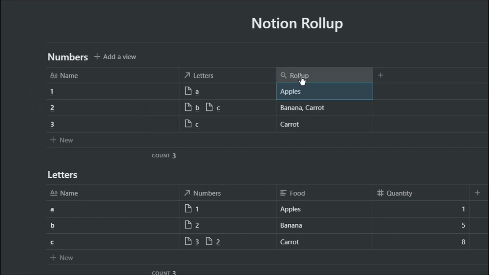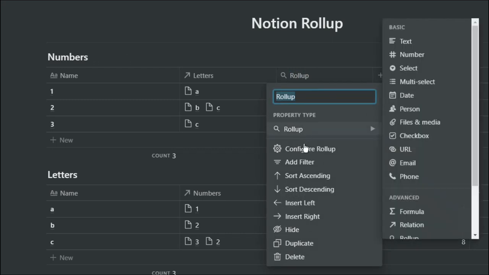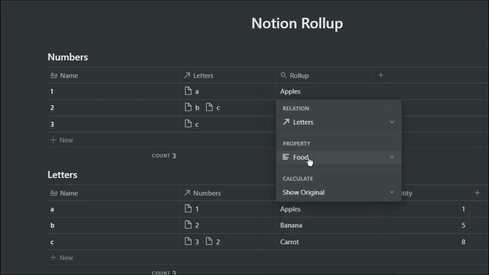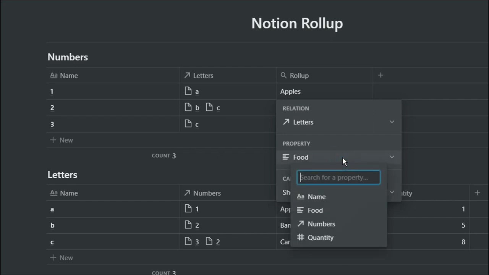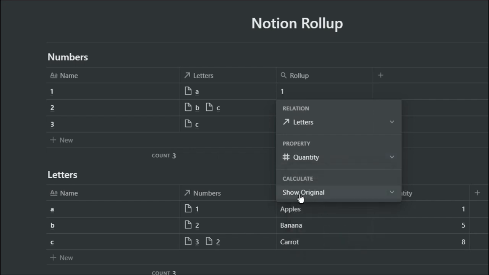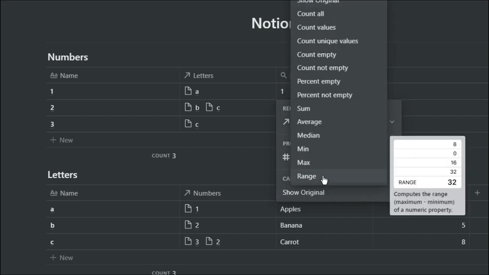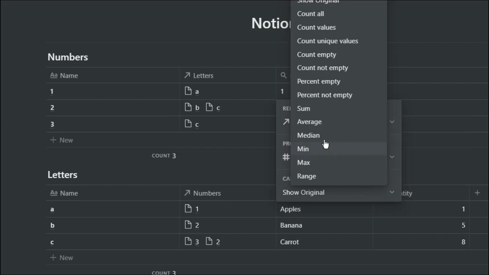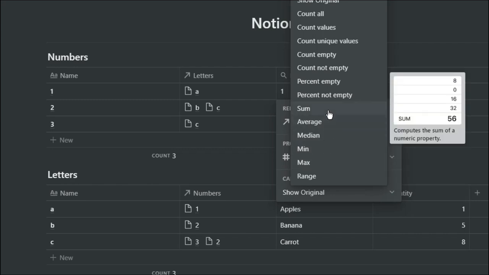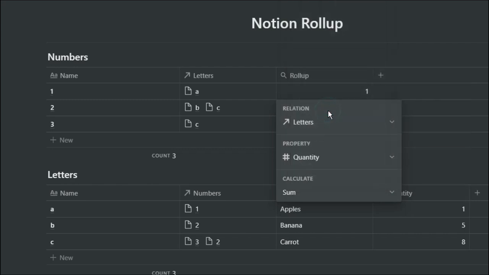Rollups can become a little bit more complicated when you start adding in calculations. So in this case, what we're going to do is change the property to quantity, and then you can see all of these other options that we get given. So I'm going to select sum. So what this is now doing is looking at the relation between the numbers and letters database, looking at the property quantity in the letters database, and adding them together.